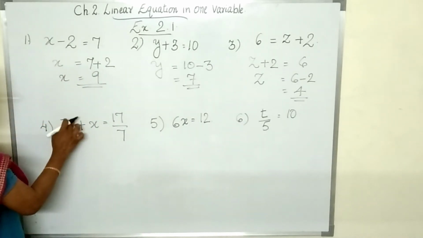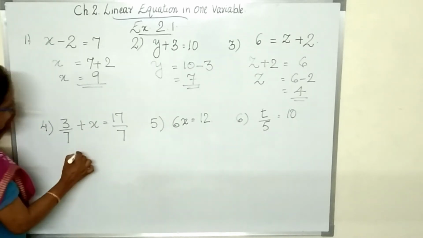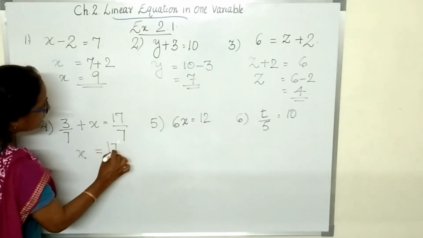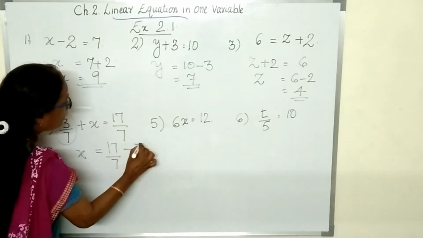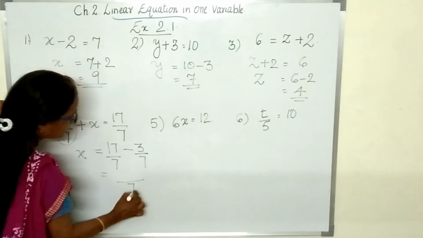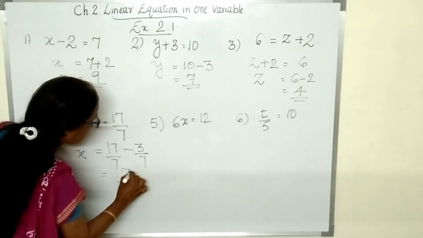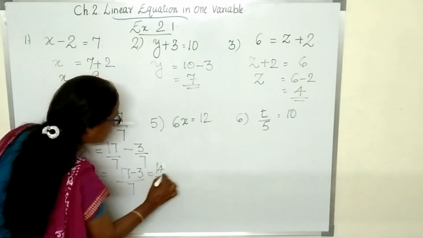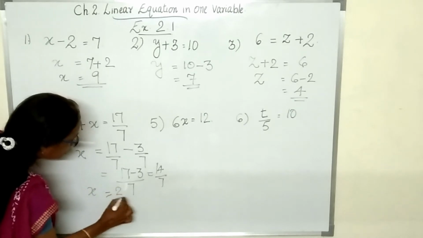The next one, 3 upon 7 plus x is equal to 17 upon 7. So keep x here and take the remaining to the other side. This is already there, 17 upon 7. This 3 upon 7, when it goes to the other side, will become minus 3 upon 7. Here the denominator is the same, 7, so we can write 17 minus 3. What is 17 minus 3? 14. So 14 upon 7. What is 14 upon 7? x is equal to 2.